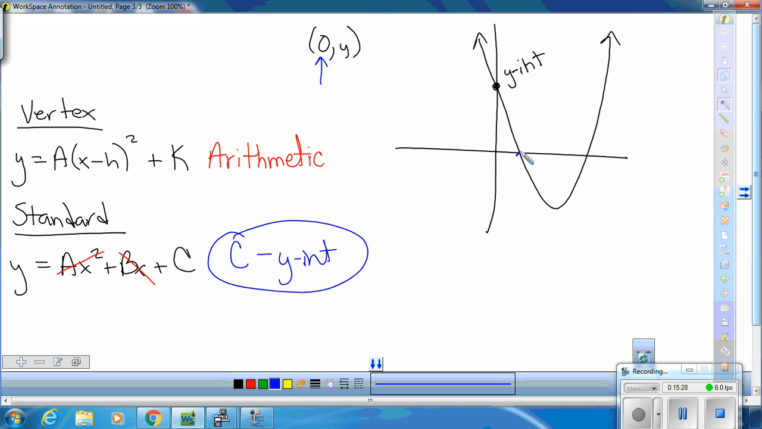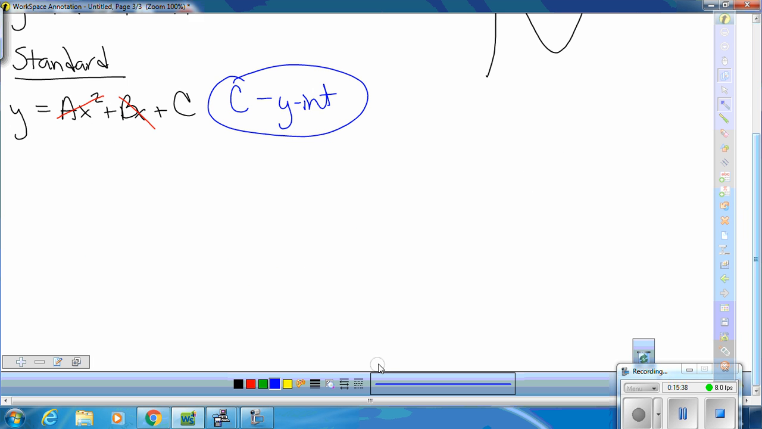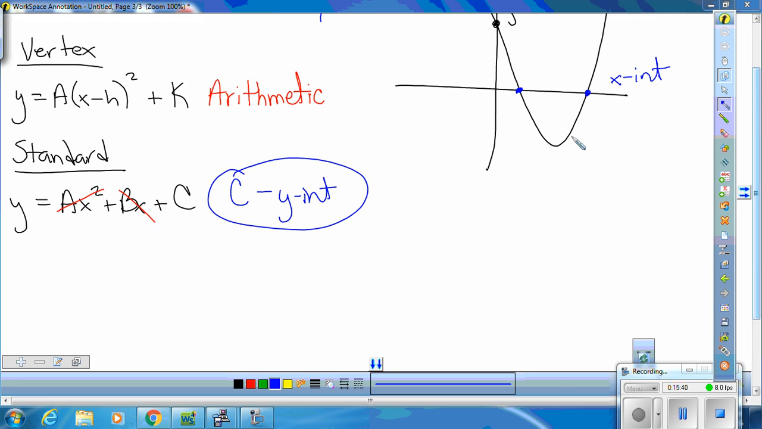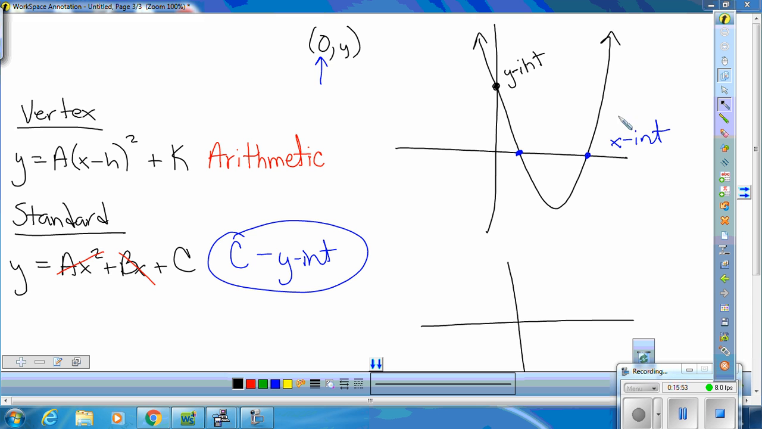X-intercepts. A couple of words about the x-intercepts. It's where they cross the x-axis. And the interesting thing about a parabola is that it doesn't always have x-intercepts. A parabola is always going to have a y-intercept because it's going everywhere left and right. Those arrows do keep going left and right. Its domain is all real numbers. So it's going to eventually cross over the y-axis. But because we have this vertex, it turns around.